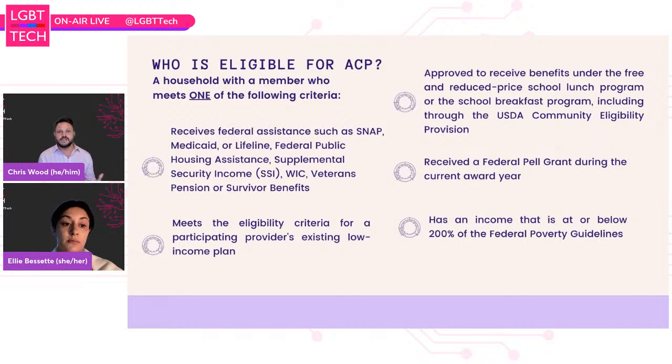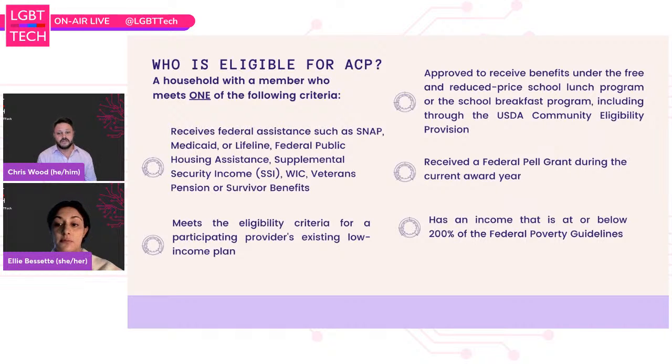So this is set with each internet service provider, and you may qualify based on that individual service provider's criteria. So it's always best to check with the service providers in your area. Approved to receive benefits under the free and reduced price lunch program. So if you have children in the home in public schools who are part of the reduced or free lunch program, or breakfast program, including the USDA community eligibility provision, you would also be eligible for ACP.